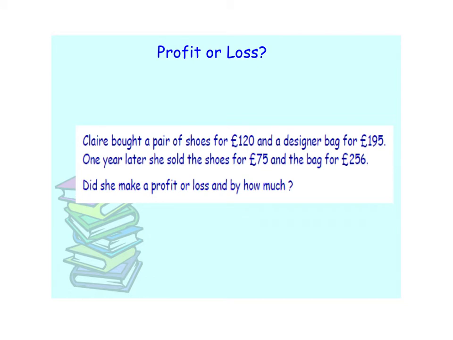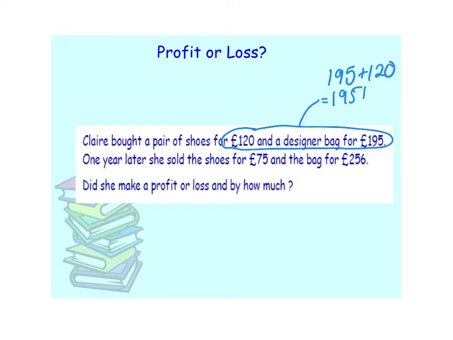Okay, so this one's a little bit more complicated. Claire bought a pair of shoes for £120 and a designer bag for £195. How much has she spent altogether? If I add on the 100 and then the 20, 195 add £100 is 295, plus the 20 is 315. So she spent £315 on her shoes and her bag.